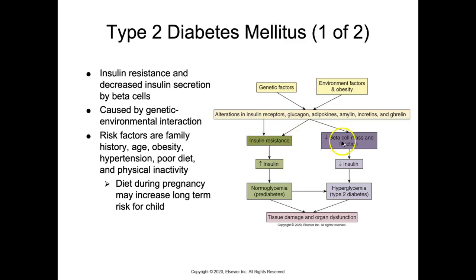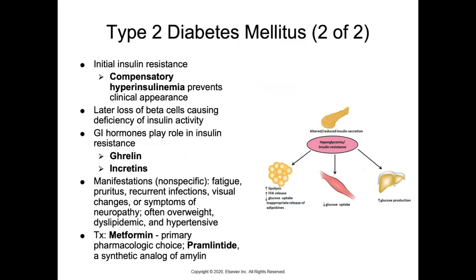But essentially all of this is leading toward either insulin resistance or decreasing beta cell mass and function, which all in all turns into increasing the amount of blood glucose that we have, which results in inflammation, tissue damage, and organ dysfunction. So as one is pre-diabetic, they may have this initial insulin resistance going on, in which we have compensatory hyperinsulinemia that is preventing clinical appearance of diabetes.